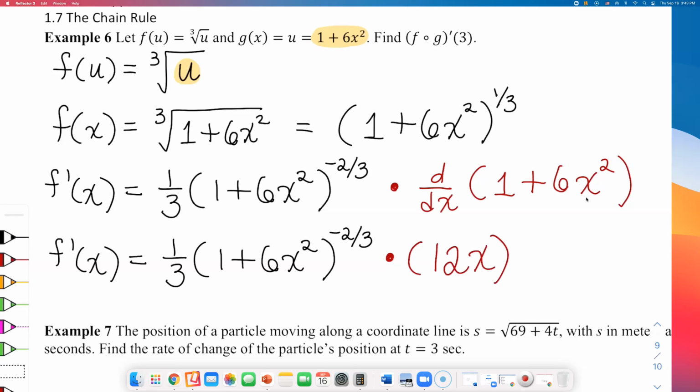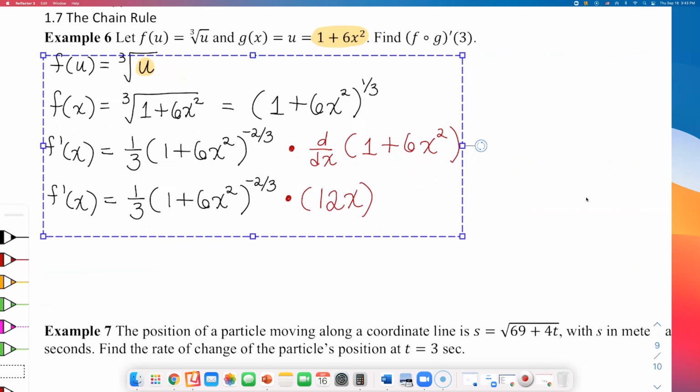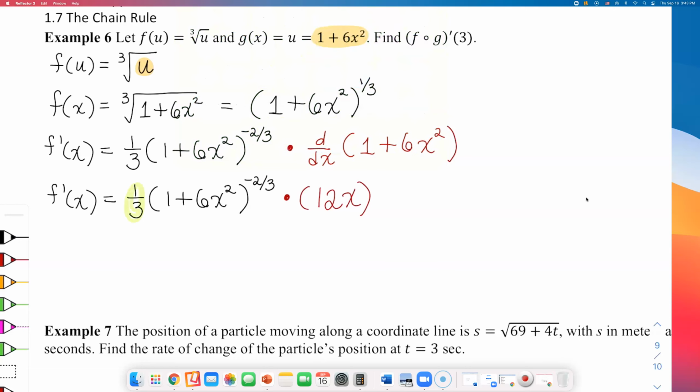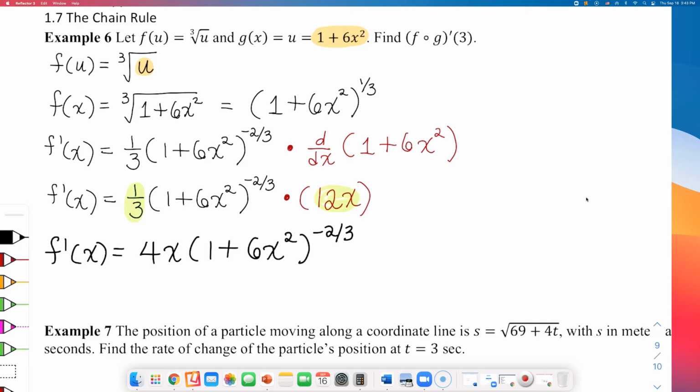All right, which means I can now multiply these monomials in the front. I have 1/3 and 12x. So I can simplify my derivative as 4x times 1 plus 6x squared raised to the -2/3 power. What was the number they wanted us to plug in? x equals 3. So let's plug in 3 in there.